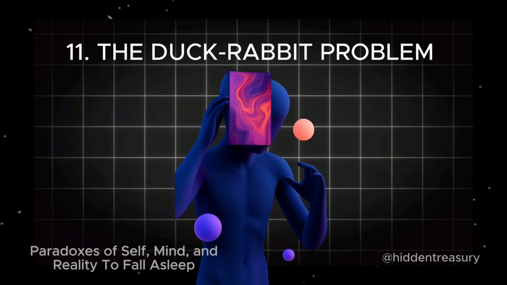The duck-rabbit problem doesn't just apply to images. It's a metaphor for how we interpret the world in general. In life, we often encounter situations or ideas that can be seen in multiple ways. What looks like a problem to one person might be an opportunity to another. A decision that seems wise today might seem foolish in hindsight. The way we frame something, how we choose to see it, can completely change our experience of it. Just like the duck-rabbit, many things in life don't have a single, fixed meaning. Instead, they are open to interpretation. This idea can be applied to everyday situations.